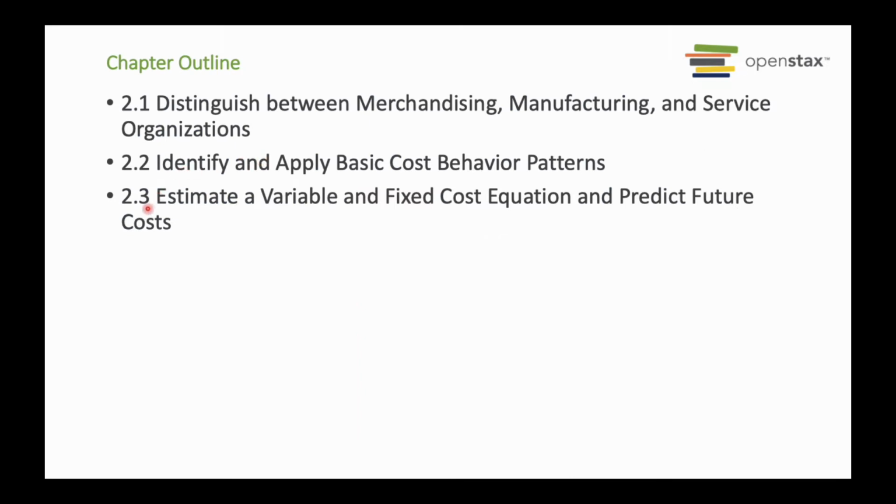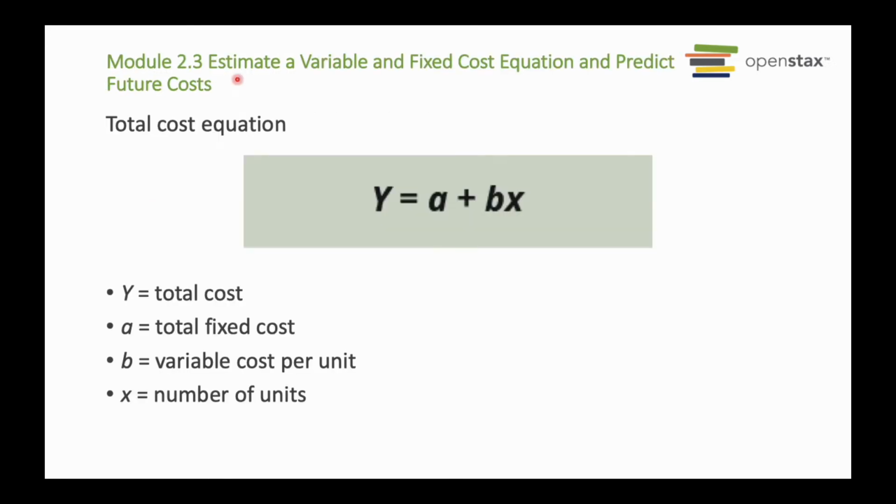In this lecture, we will be focusing on Objective 3. Objective 3: Estimate a variable and fixed cost equation and predict future costs. We may state the total cost equation as follows: Y is equal to A plus BX. In this equation, Y is total cost, A is total fixed cost, and B times X is total variable cost. B is the variable cost per unit, and X is the number of units.